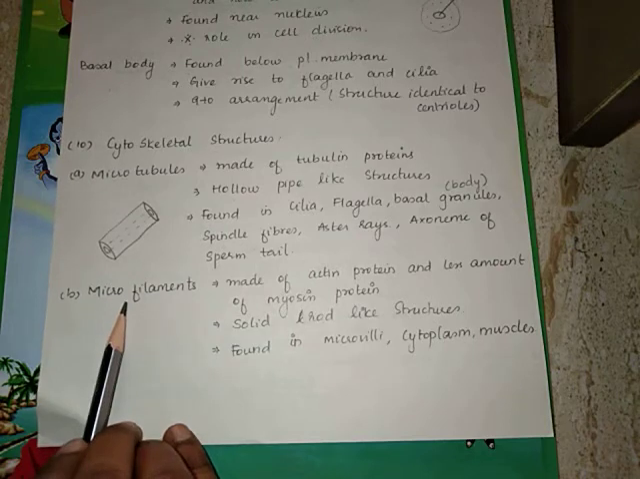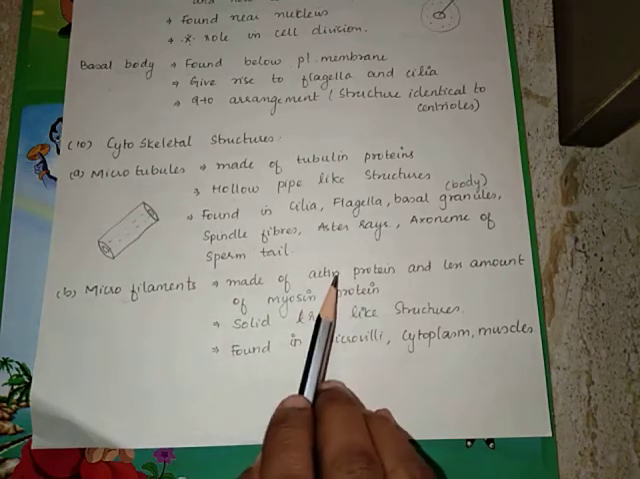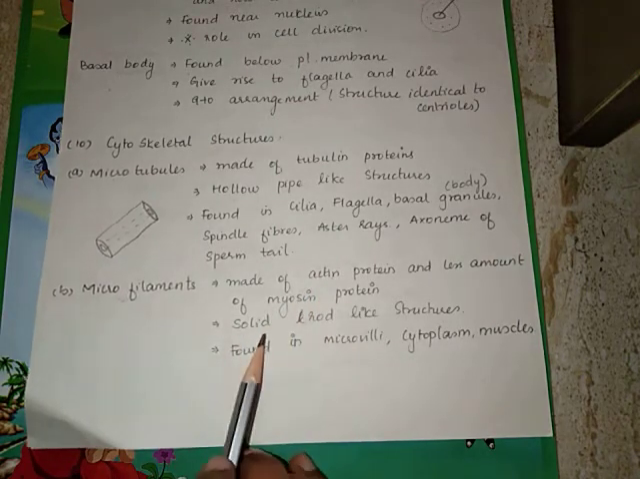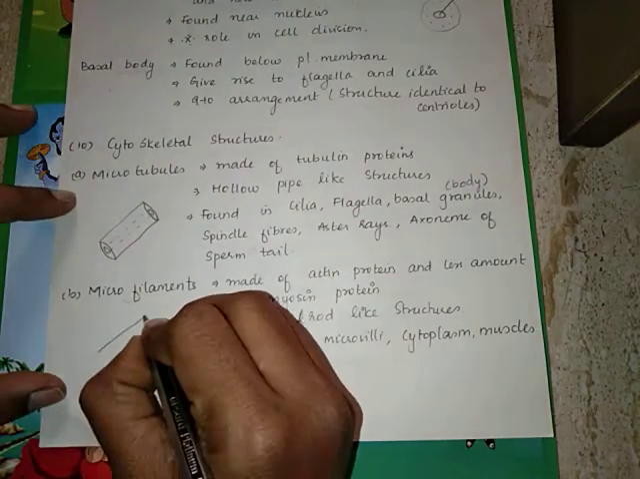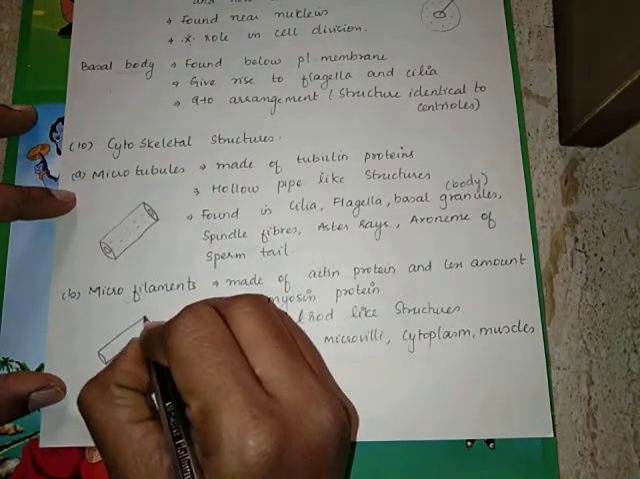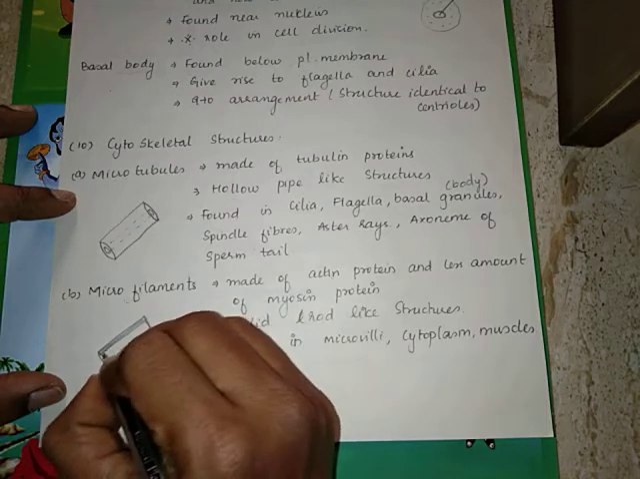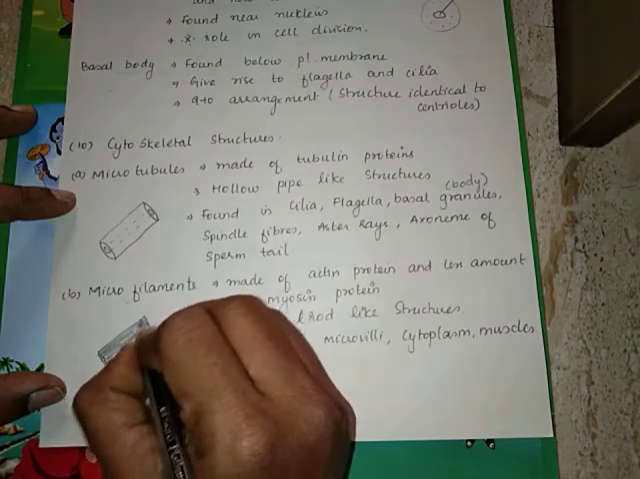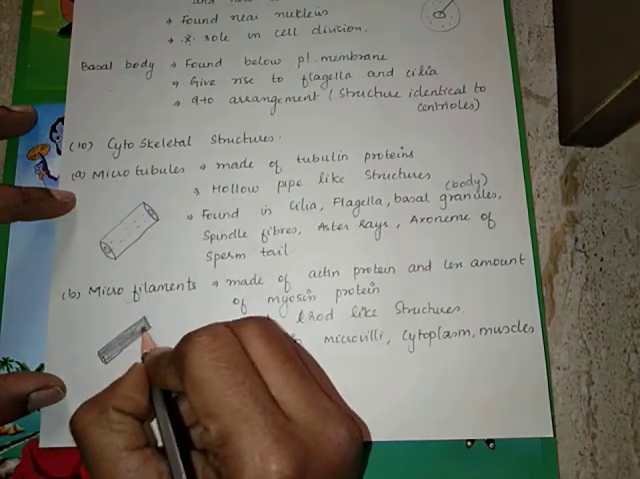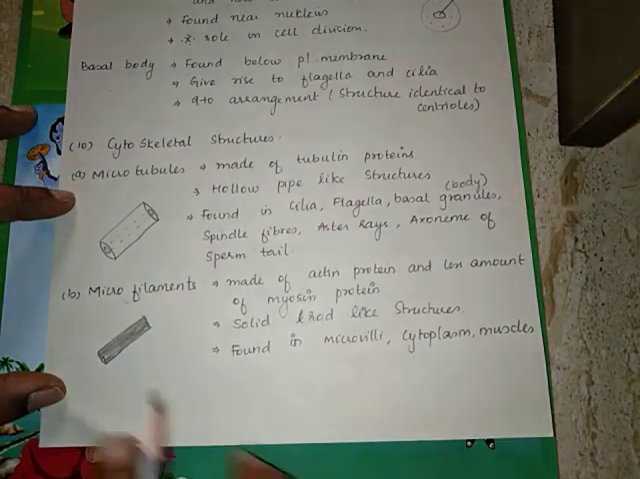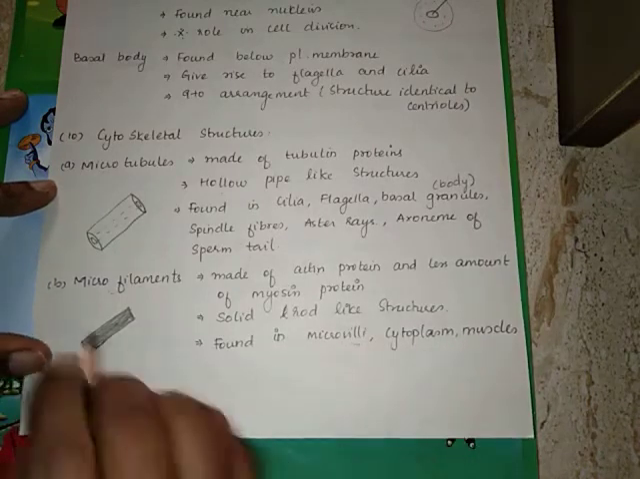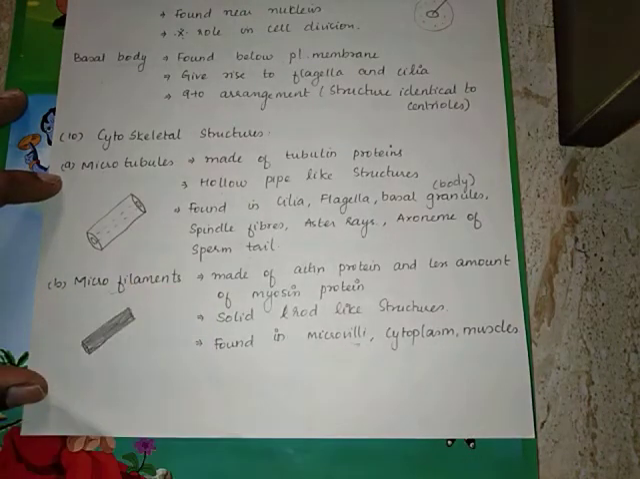And the next structure is microfilaments. Microfilaments, they are made of two substances. One is actin and the other is myosin, more amount of actin and less amount of myosin protein, and they are solid rod-like structures. So if this is a microfilament, they are going to be completely filled with these actin and myosin proteins and they are rod-like. அதாவது இது பைப் மாதிரி என்றால் இது ஒரு கட்டை மாதிரி, they will not have a hollow space in between. So that is microfilaments. The locations they are present in are microvilli, cytoplasm and muscles. Microfilaments-ஓட main function, they are going to give strength to the part where they are present.